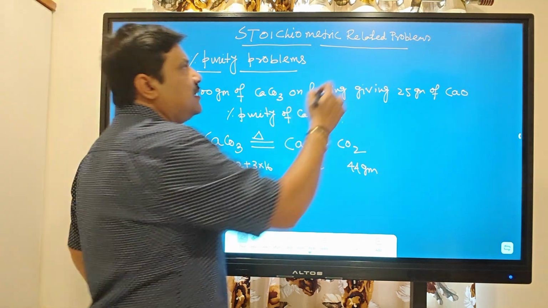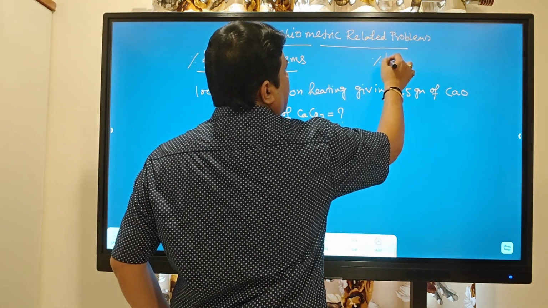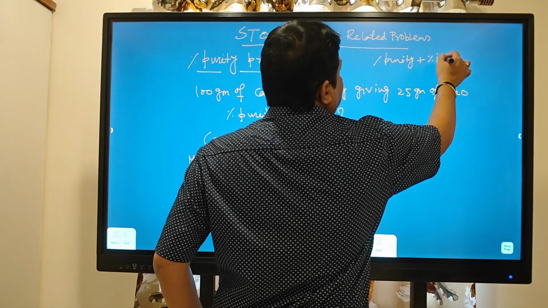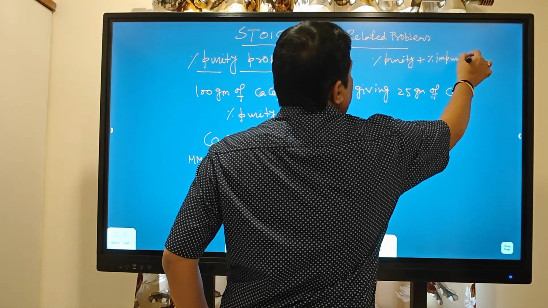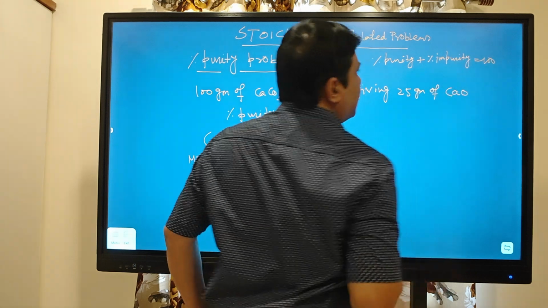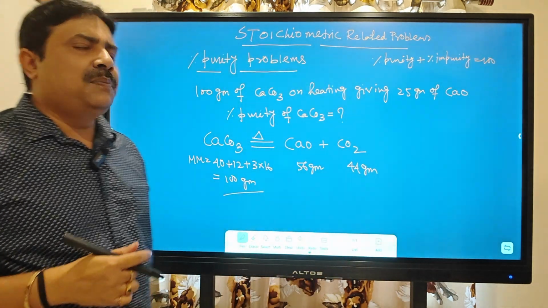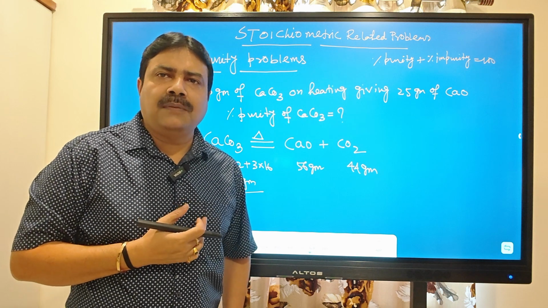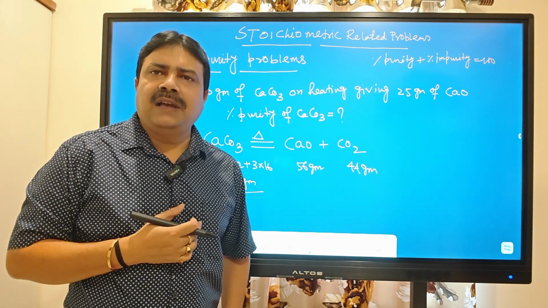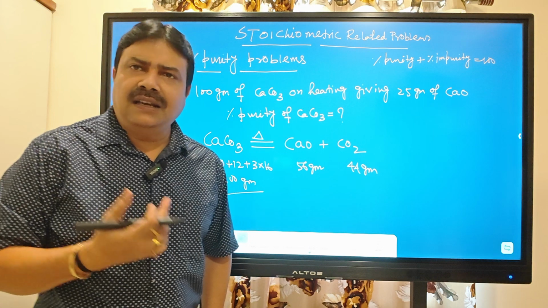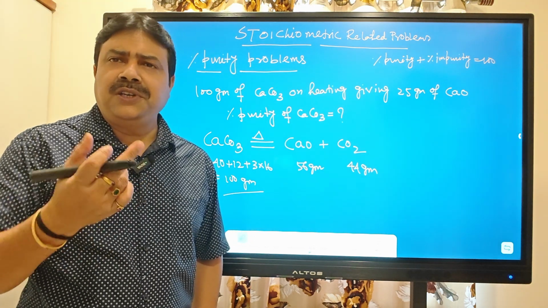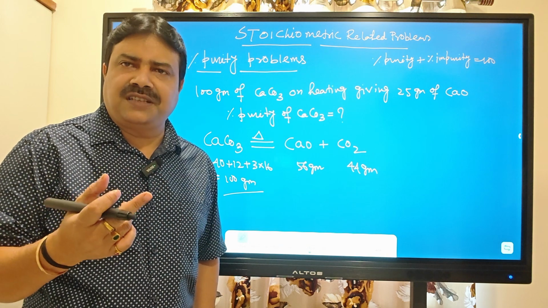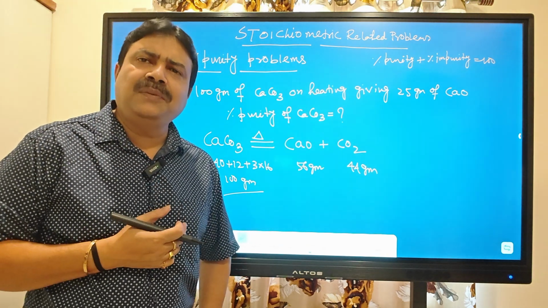Because always remember, percentage of purity plus percentage of impurity will be equal to 100. Suppose, simple logic, if you have a total of 20 apples, out of that Ram has 4 apples and Sam has the rest of the apples, then how do we find the percentage? 4 by 20 into 100. Sam has the rest of the apples, that means 20 minus 4, 16. 16 by 20 into 100, that is the percentage.